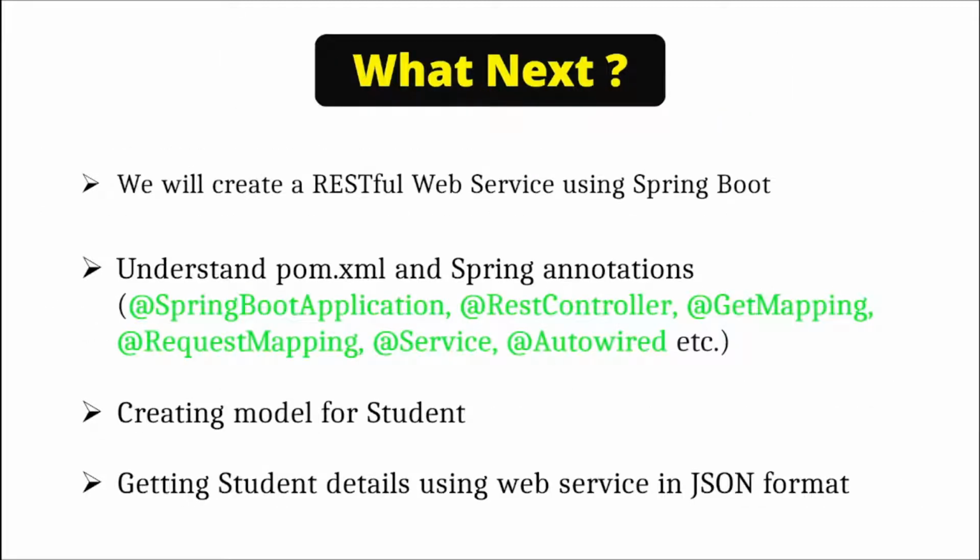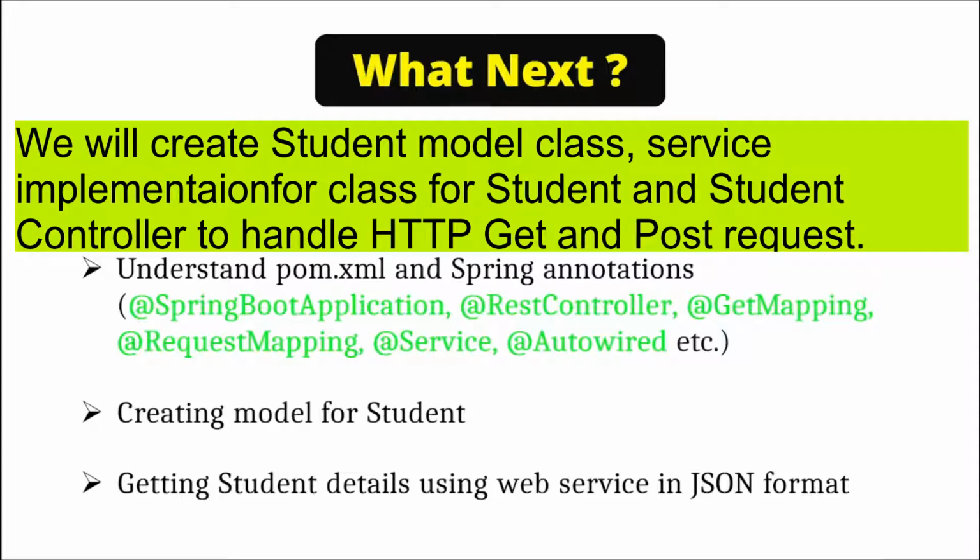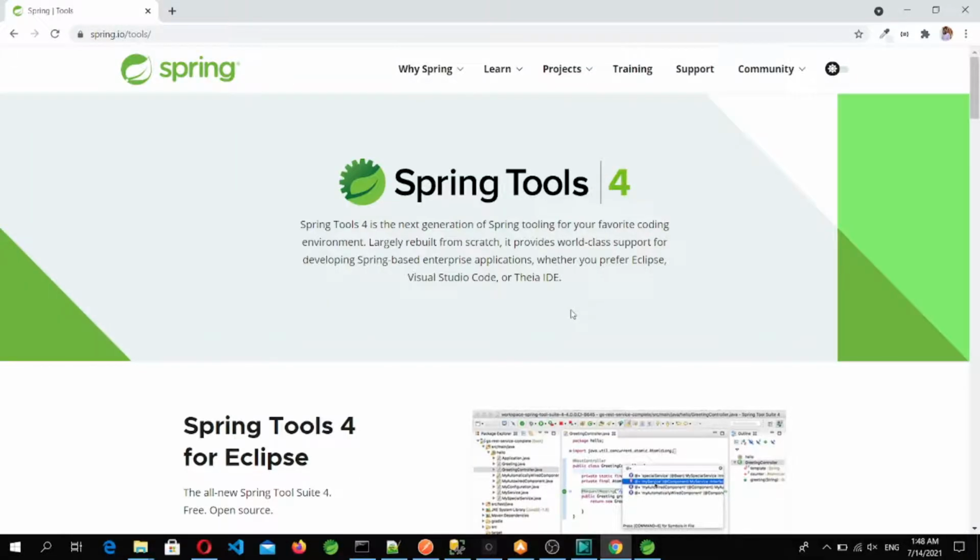So what next? We will create a RESTful web service using Spring Boot, and there we will understand the contents of pom.xml, and we will try to understand Spring annotations like @SpringBootApplication, @RestController, what is GetMapping, what is RequestMapping, ServiceMapping, and what is the Autowired annotation. Then we will create a model class for a student, and we will create a web service which will return student details in JSON format. So guys, let's start our first Spring Boot application from scratch.